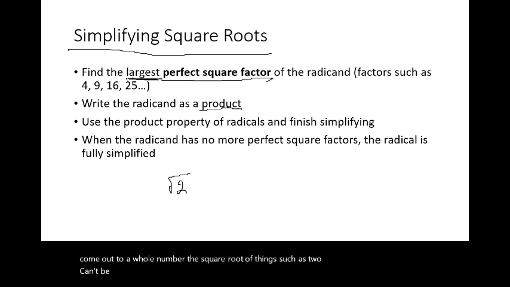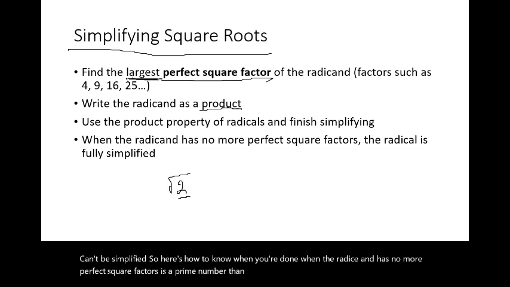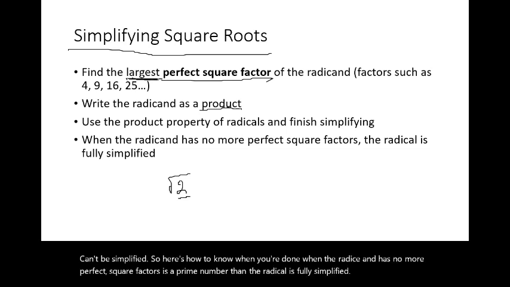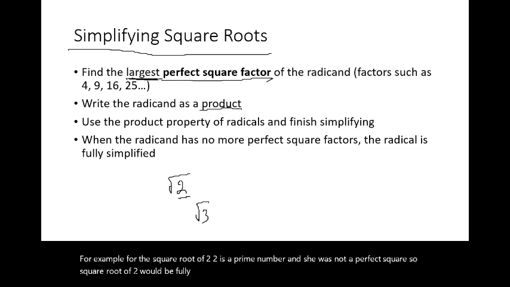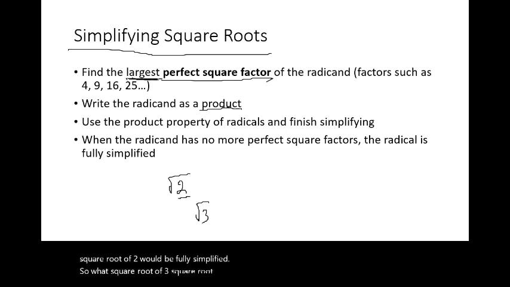So here's how to know when you're done. When the radicand has no more perfect square factors or is a prime number, then the radical is fully simplified. For example, for the square root of 2, 2 is a prime number and 2 is not a perfect square, so square root of 2 would be fully simplified. So would square root of 3. Square root of 3 is a prime number, it cannot be simplified.